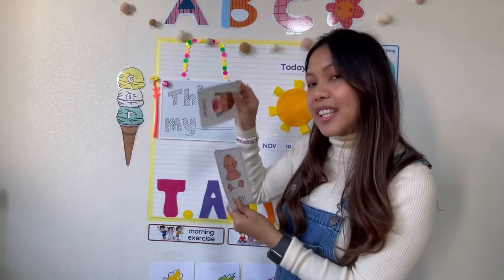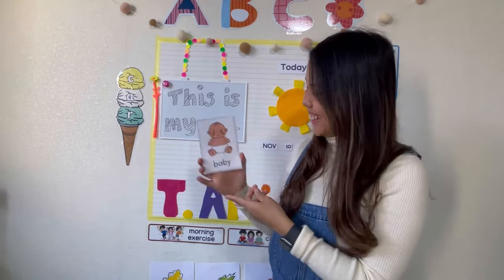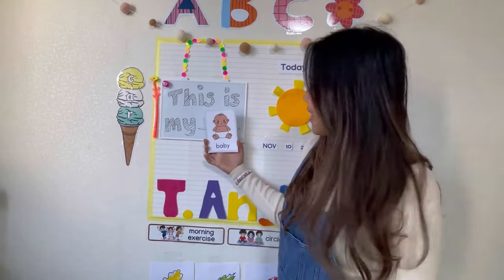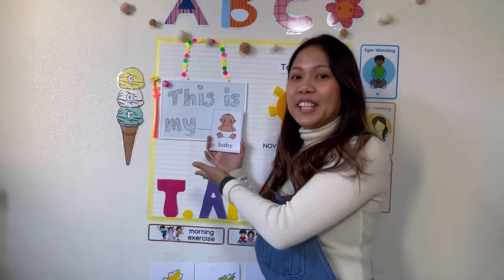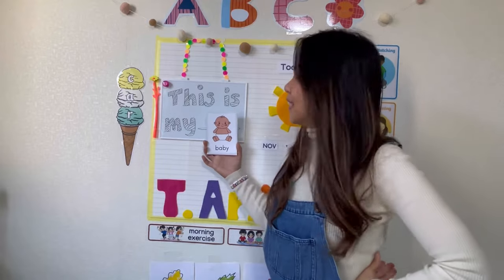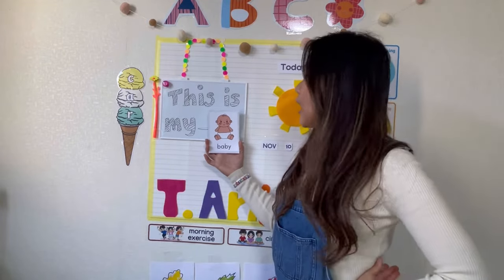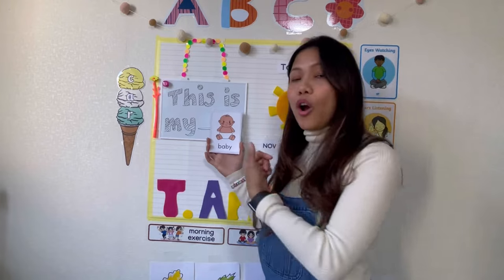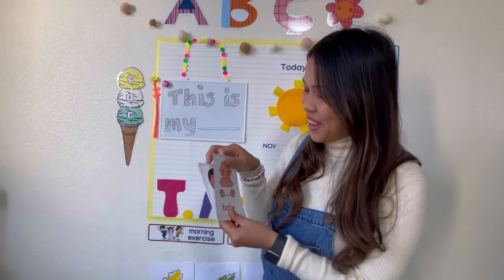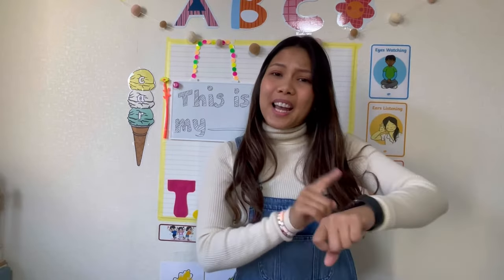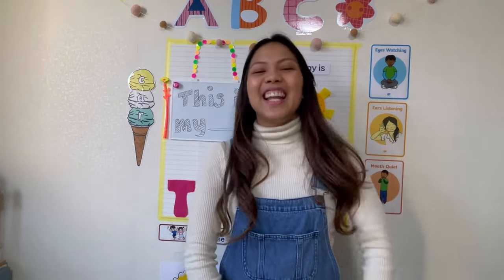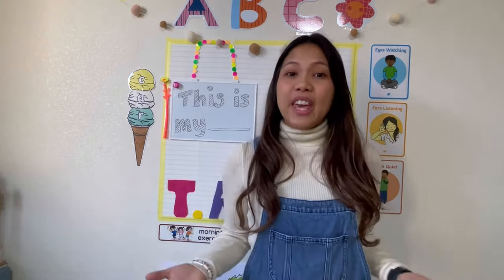And the last one is baby. Okay, one more time. Who's that? This is my baby. Baby. This is my baby. This is my baby brother, or this is my baby sister. Okay. Good job, everyone! Uh-oh, the time is almost over. But before we say goodbye, let's sing the song called Finger Family.